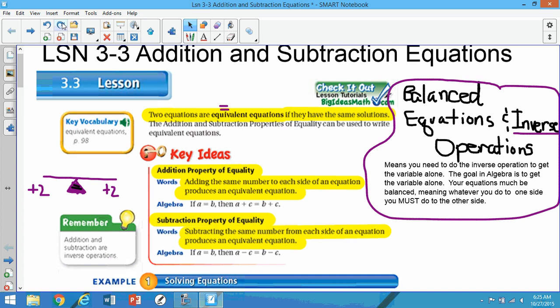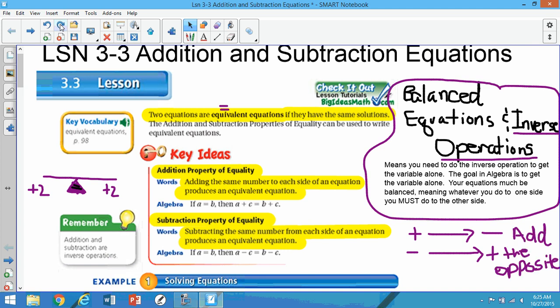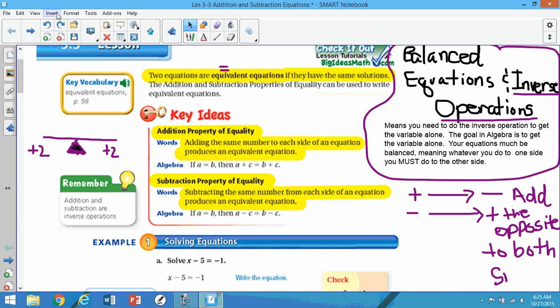To solve an equation, you're going to do the inverse operation. The inverse operation means the opposite. So if your equation has addition, x plus 2 equals 10, you're going to do subtraction, because the opposite of addition is subtraction and the opposite of subtraction is addition. So that's what inverse means, doing the opposite to solve. So you'll add the opposite to both sides to get that variable alone.